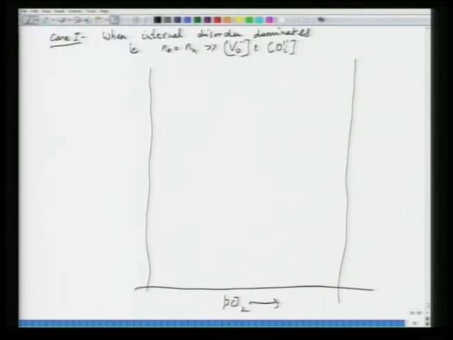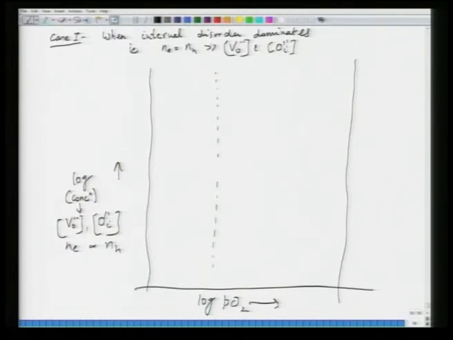Let us say this is log of PO2 and this is log of concentration, and that would mean Vo, Oi, Ne or Nh. Okay. So, first I will mark what are the limiting conditions. So, this is the boundary condition, this is a limiting condition.